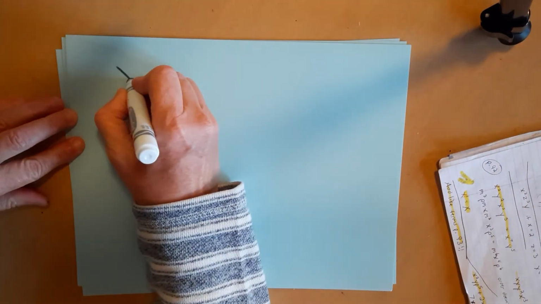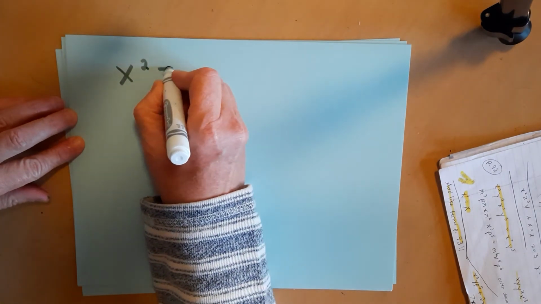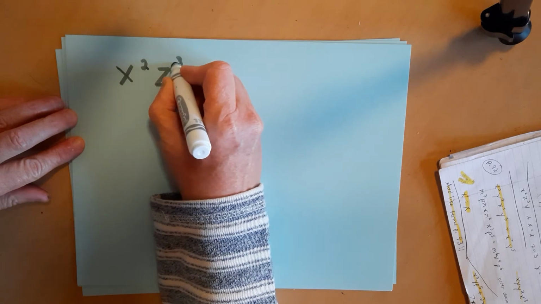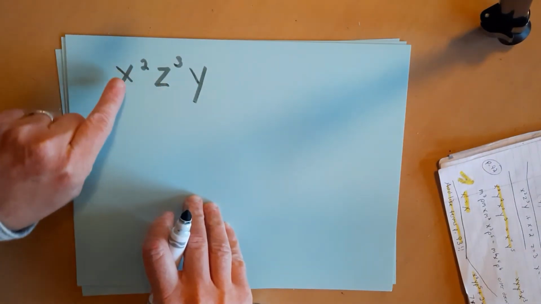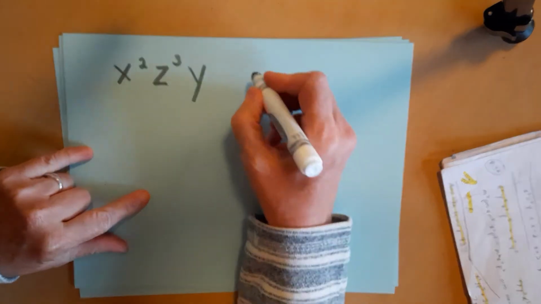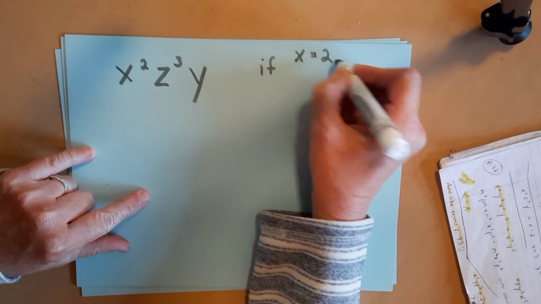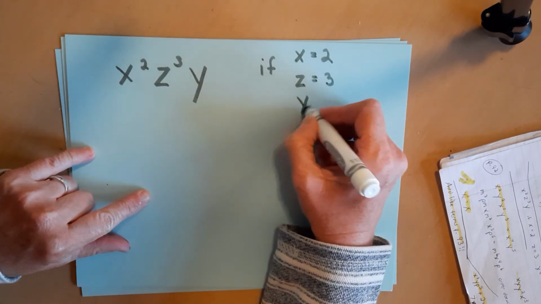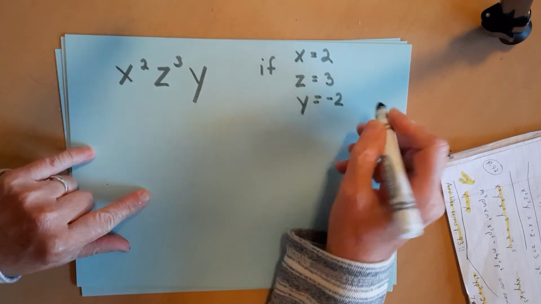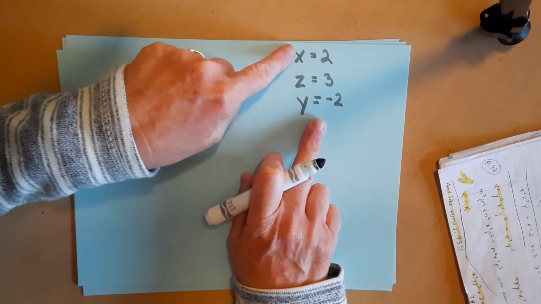You will have in your homework something that looks like this: x squared times z cubed times y. And it will ask you to find x squared z cubed y if we have 3 things: if x equals 2, and z equals 3, and y equals negative 2. So the way you figure that out is you have to put these numbers in for these letters.